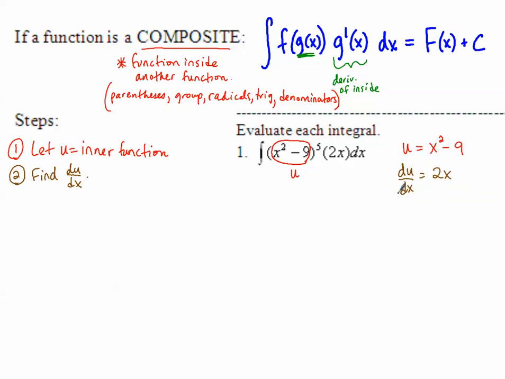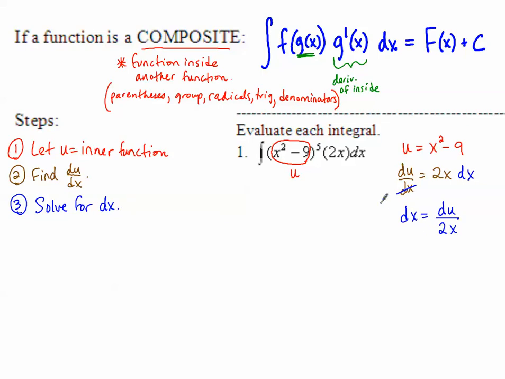I'm going to multiply both sides of this by dx, so that dx ends up over here. And then I'm going to divide by 2x. So dx ends up equaling du divided by 2x. So multiply by dx, divide by 2x. So du over 2x equals dx. So third step was solve for dx.